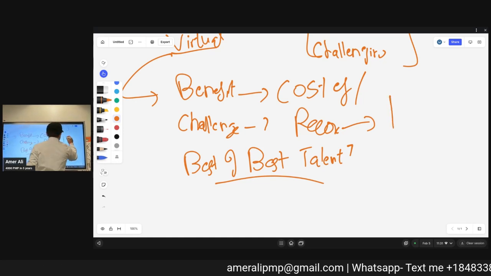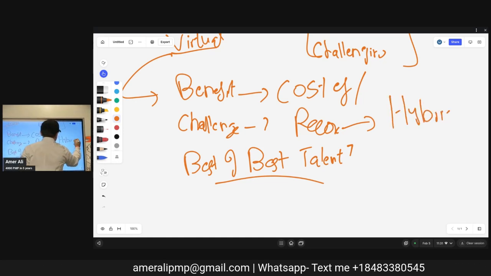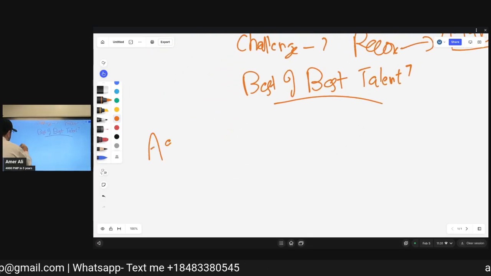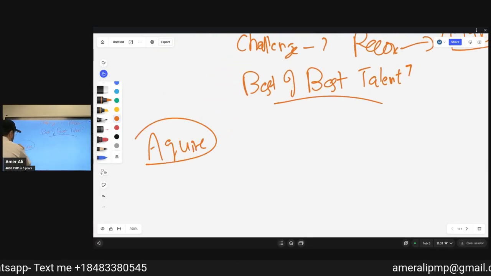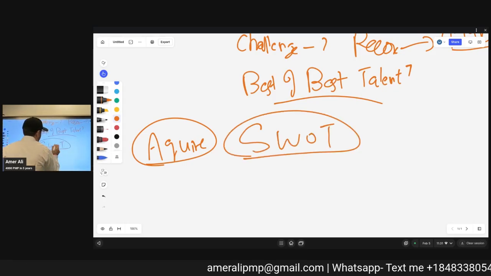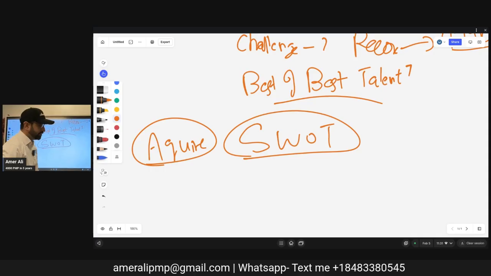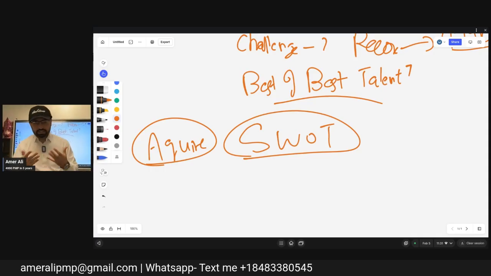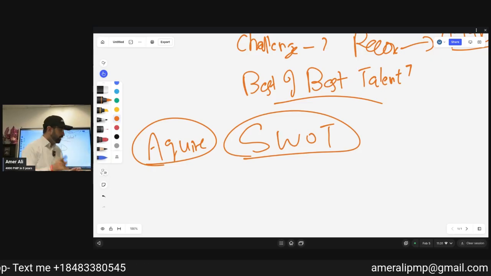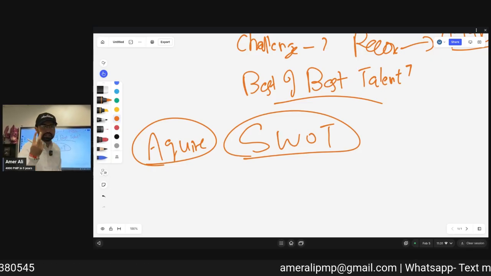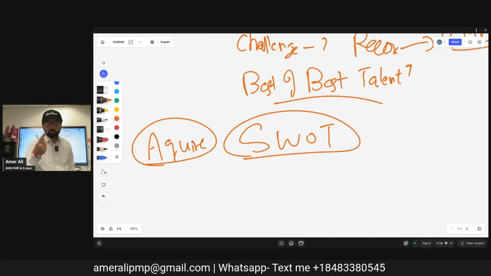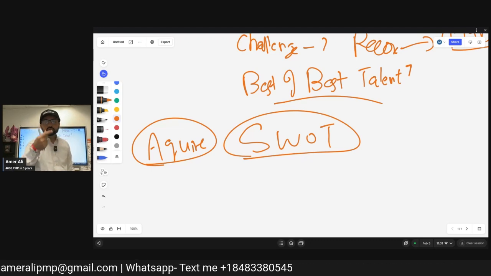Okay, let's go. We decided we are going to go for a hybrid team. I acquire the resources. Now I do the SWOT analysis: strengths, weaknesses, opportunities, threats of each team member. I have acquired the resources. Next, I need to develop them. The first thing was acquire, second is develop, third is manage, the fourth is control. Acquire, develop, manage, control. That is your resource management plan.